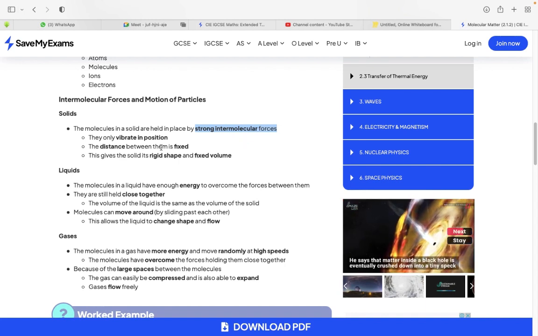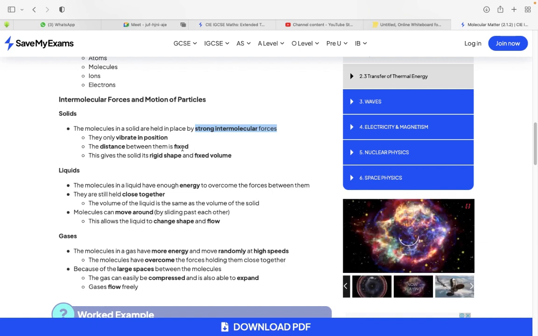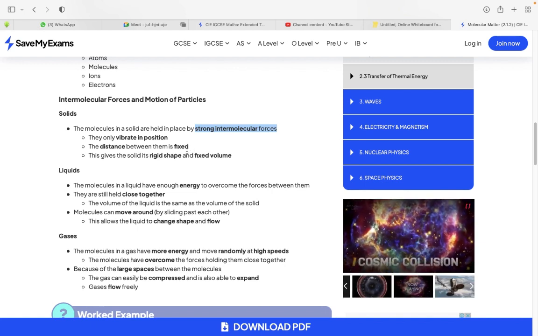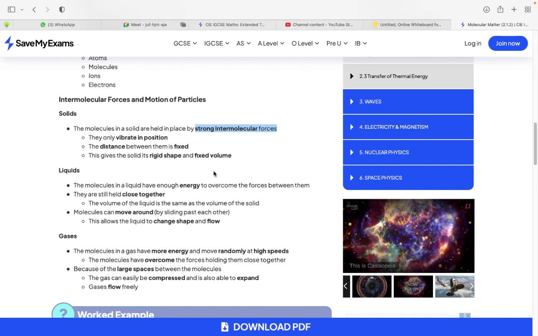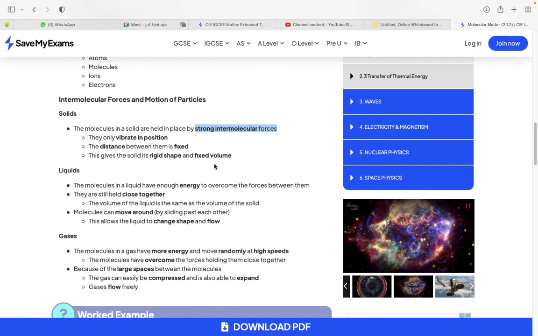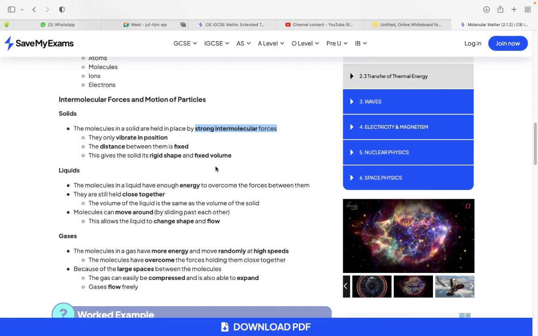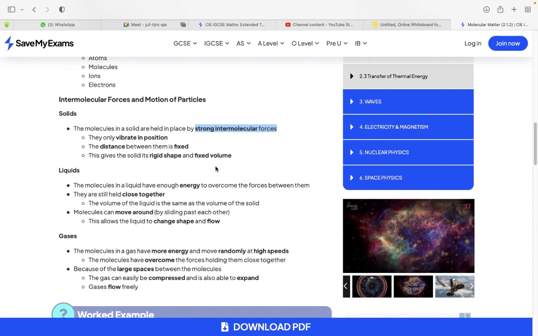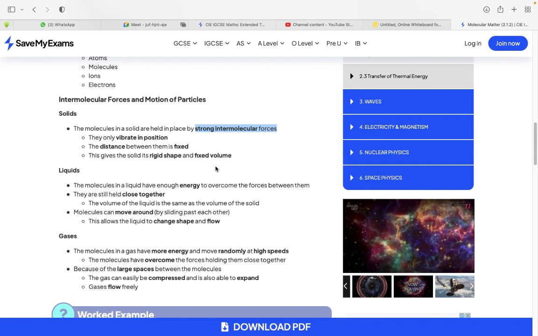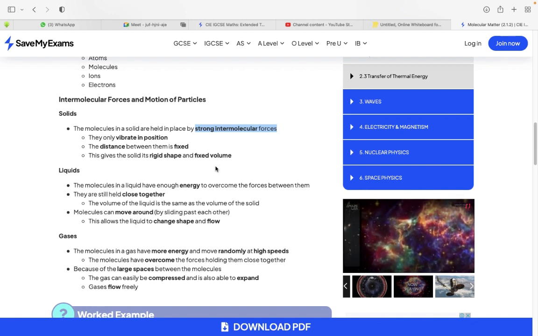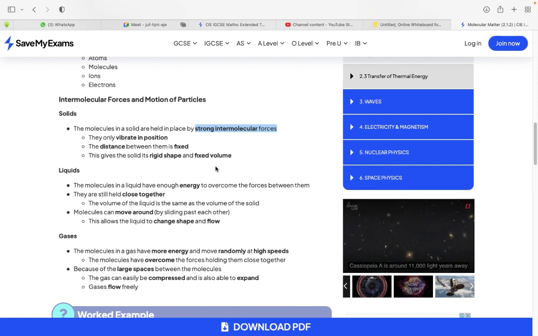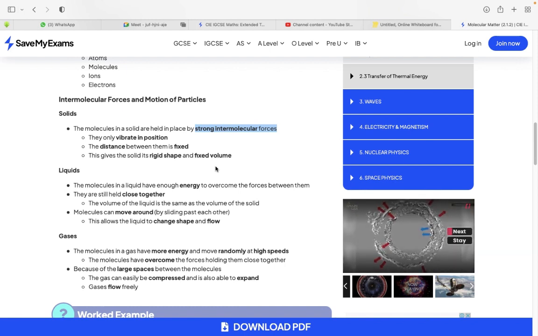They only vibrate in a position, and the distance between them is fixed. The distance does not vary. This gives the solid its rigid shape, because of the strong force holding the molecules together. The fixed volume it has is because of these strong intermolecular forces holding the molecules, or the ions, or the particles all together.